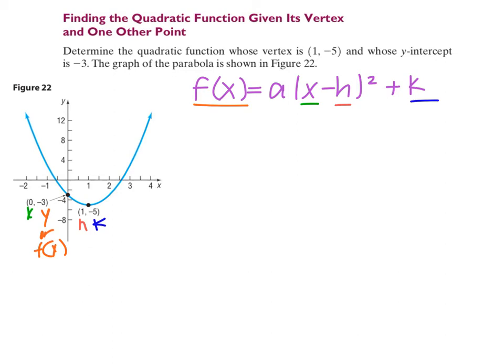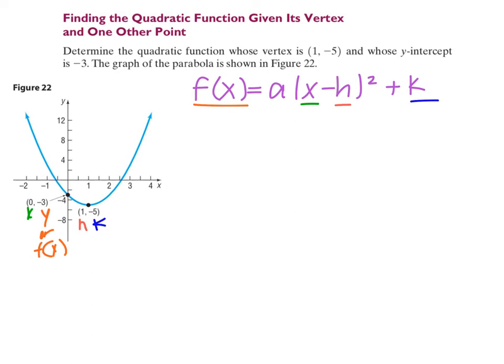So whenever I'm given a vertex and another point, I use the vertex form of a quadratic, which is this function here. And using the 2 points, I have 4 pieces of information. So the vertex, remember, is h, k. So 1 is going to be my h, and -5 is going to be my k. And my other point, whether or not it's an intercept or some other random point, that's going to give me my x and y value. So the x here is 0. And my y, or f of x, which is the same as y, is my -3. So that's going to go there.